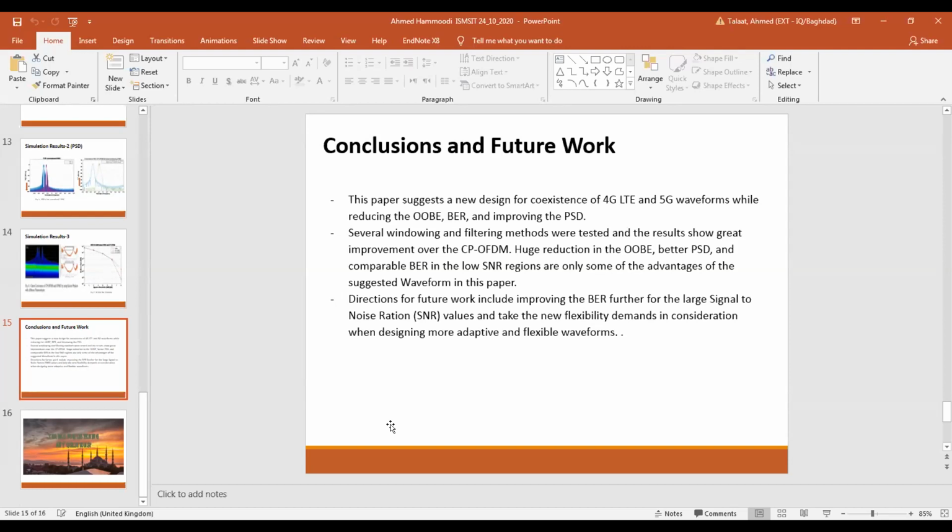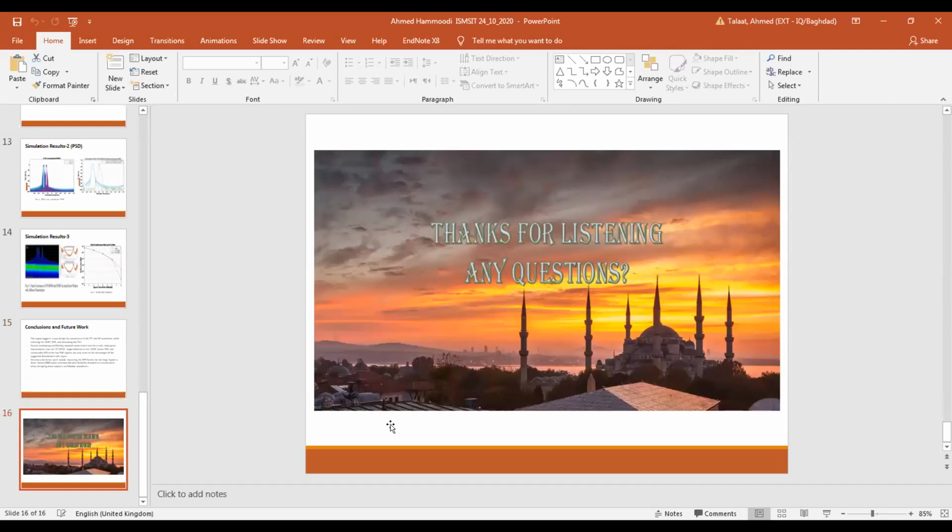The directions for future work include improving the bit error rate further for large signal-to-noise ratio values, and taking new flexibility demands into consideration when designing a more adaptive and flexible waveform. Thank you. Any questions?